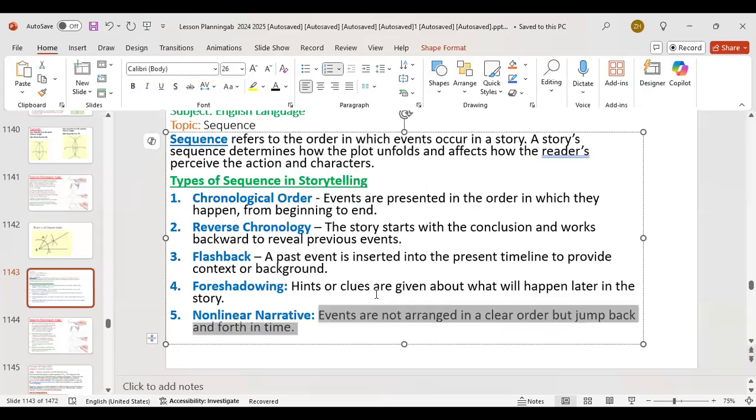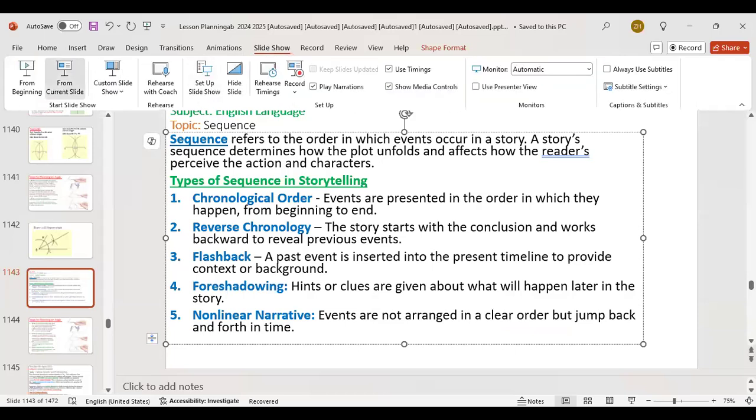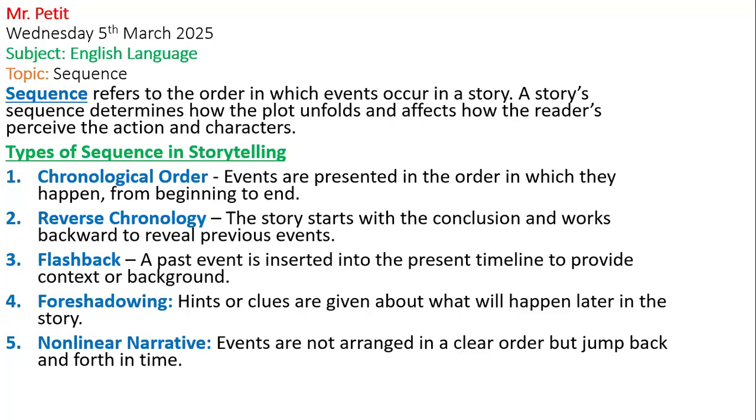So what are some ways that we could sequence stuff? Give me five ways, quickly, to sequence something. In chronological order. Reverse chronology. Very good. Flashback, foreshadowing, and non-linear narrative. Very good. Those are the ways that we could organize our work or sequence our work. All right.